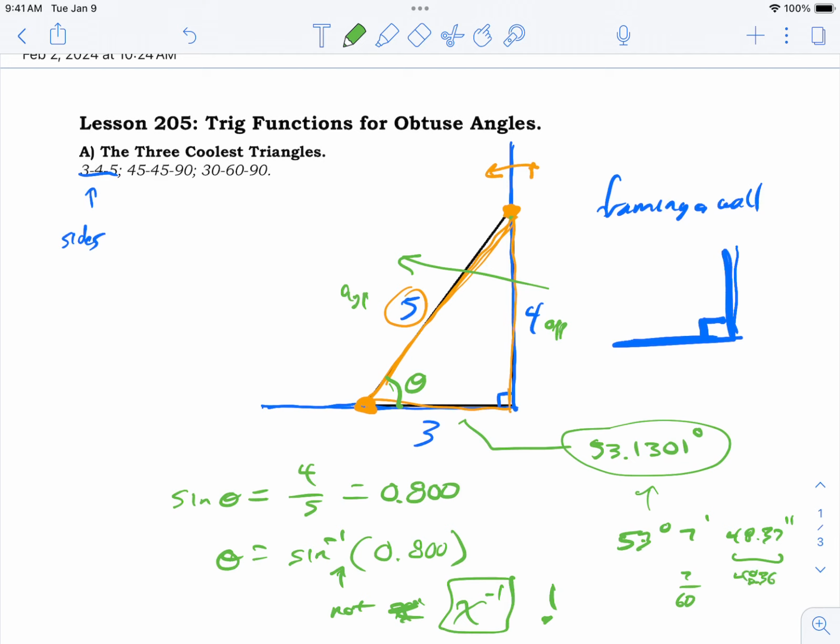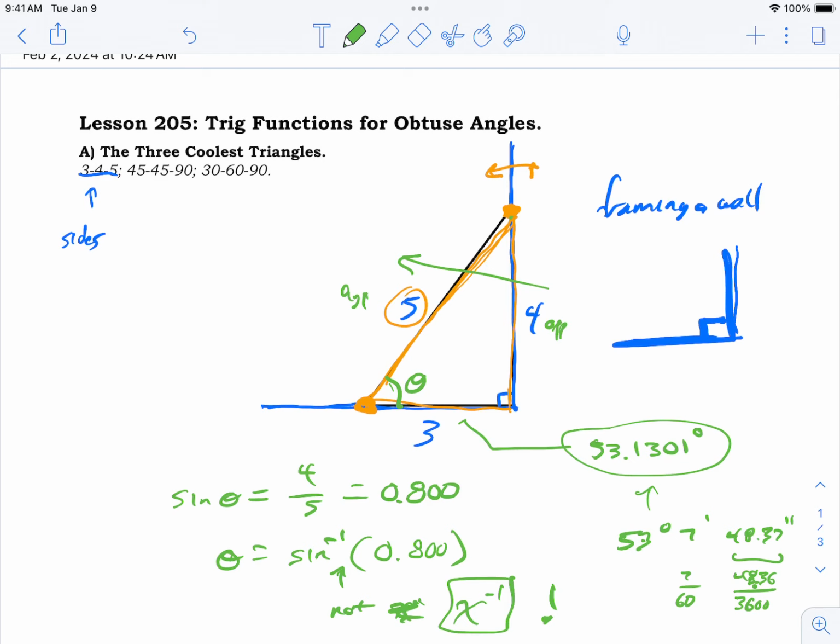48.37 60ths of another minute, which is, since there's 60 minutes in a degree and there's 60 seconds in a minute, there's 3,600 seconds in a degree. So if you wanted to, you could go like this: 53 plus 7 divided by 60 plus 48.36 divided by 3,600 equals, and you end up with 53.1301 degrees. Okay. Or I suppose you could just hit the shift degree button, right?